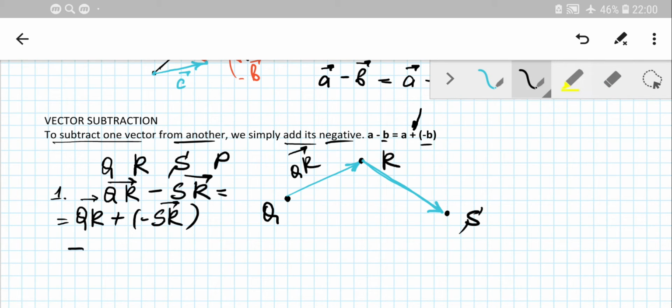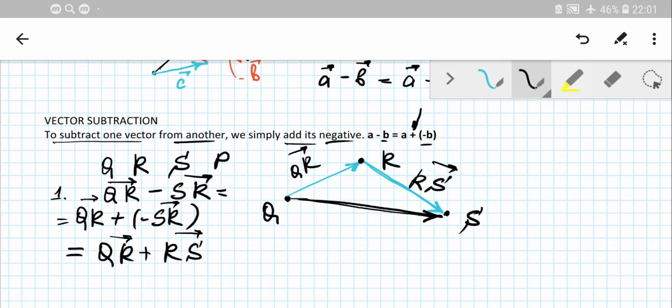And finally, QR is added with negative SR becomes RS. So I add basically RS. Sorry, that's my bad. However, the drawing was correct. So RS, and now I just simply connect them. QS is going to be a resultant vector.